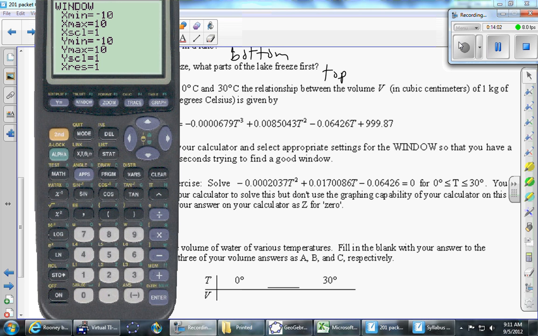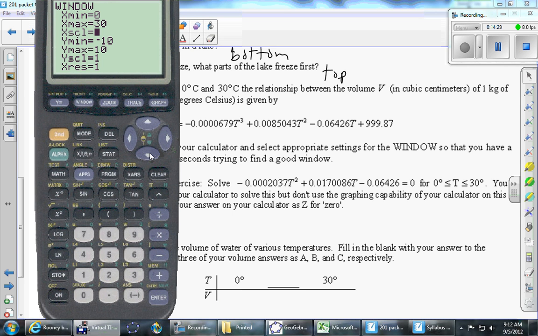Yeah, this formula, as was read to us, only works between 0 degrees Celsius and 30 degrees Celsius. So it doesn't make sense to look outside of that interval. Kyle used the word range, and from an English standpoint, that makes sense. From a math standpoint, is range the word for the x's? It's the domain, right? Okay, so the domain is 0 to 30. That's great.